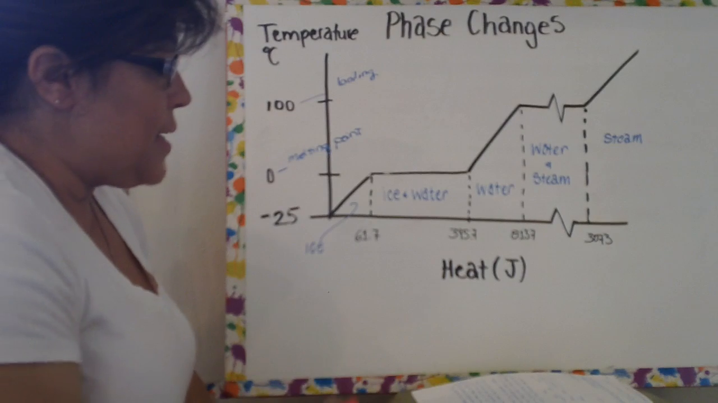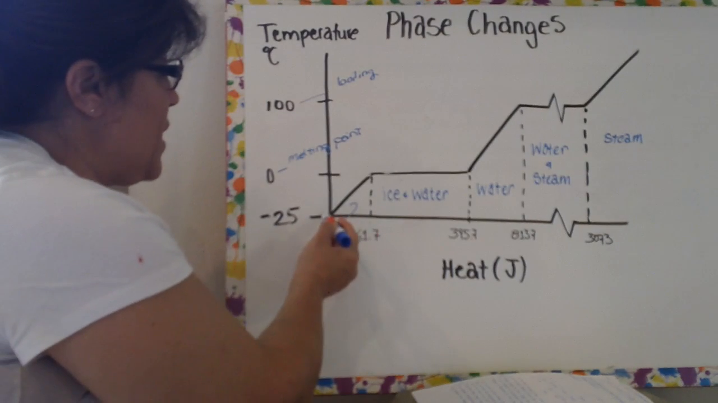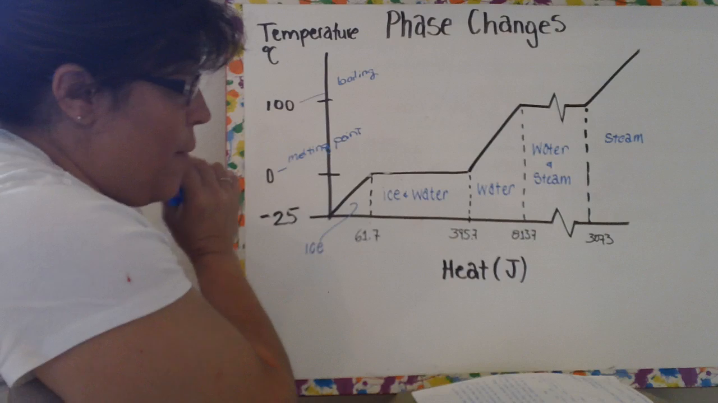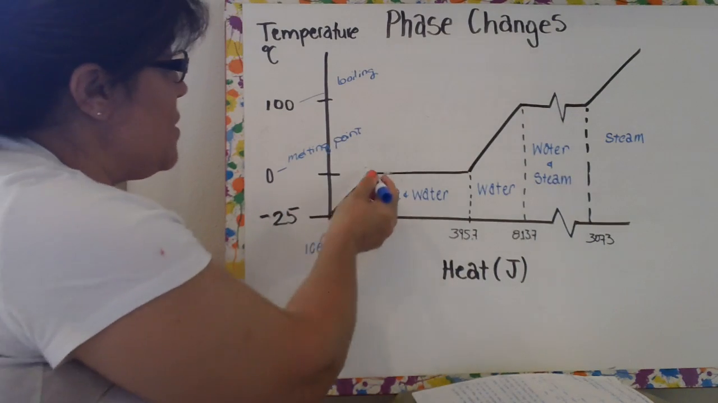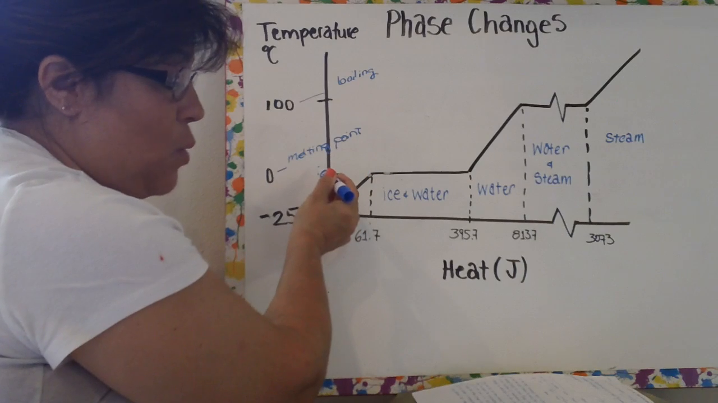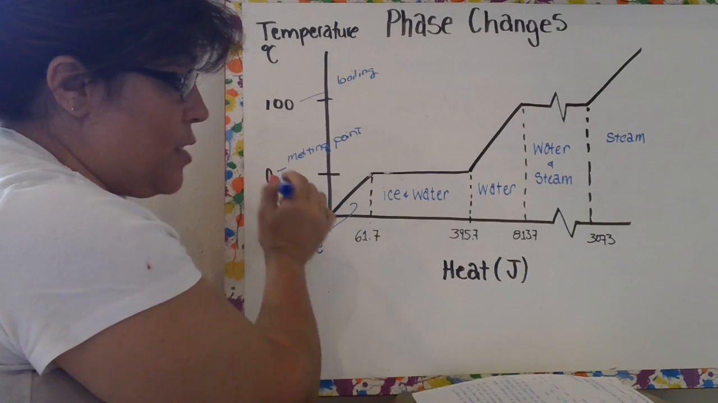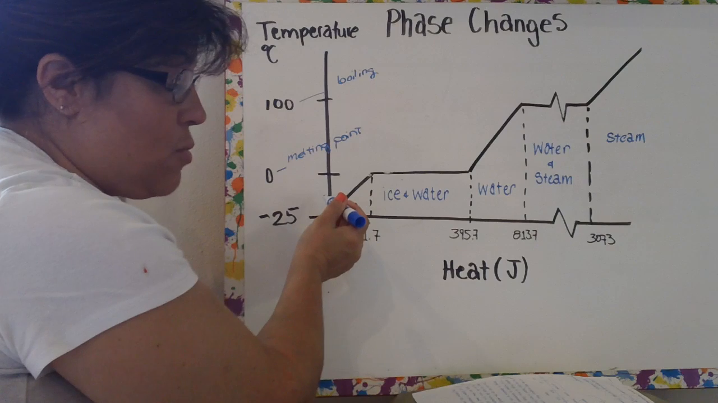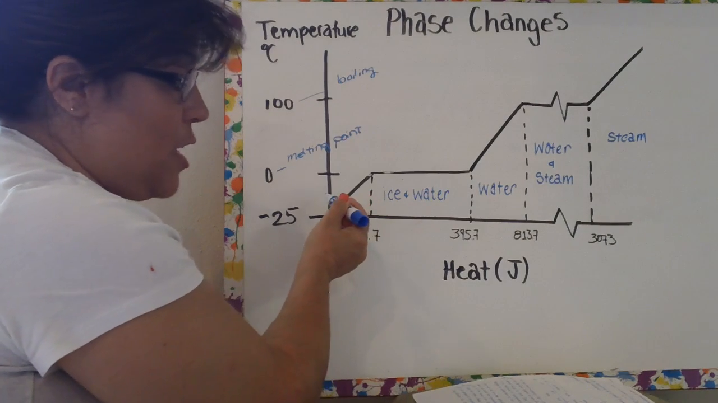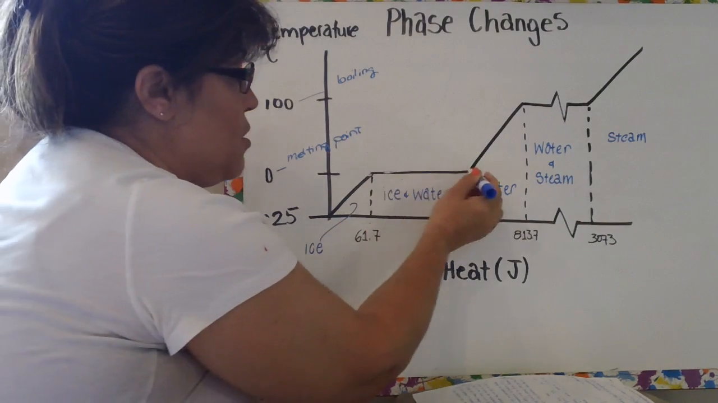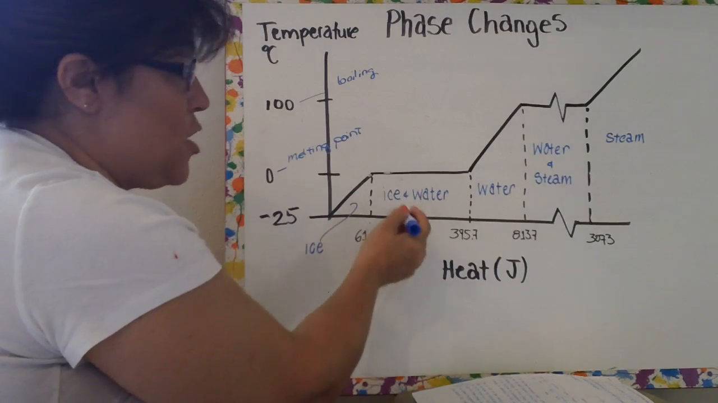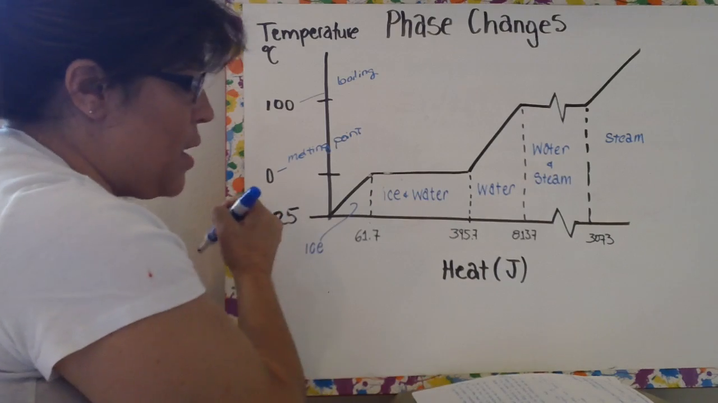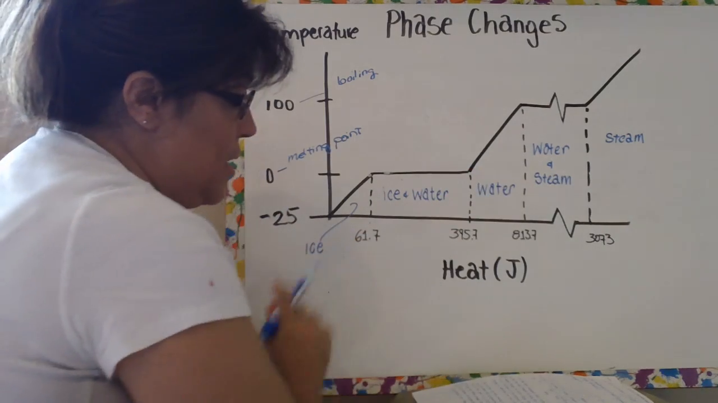So what we can say is, as the temperature increases from negative 25 to 0, the ice has not even started to melt. But as the temperature hits 0 degrees, we've hit our melting point, and the melting starts to occur. During this phase change, there's no increase in temperature right here, and all the energy is absorbed to change from ice to water. Then we have the same thing happening here.